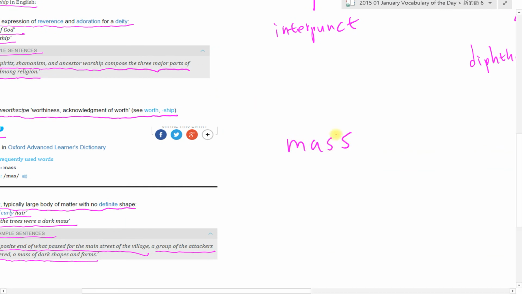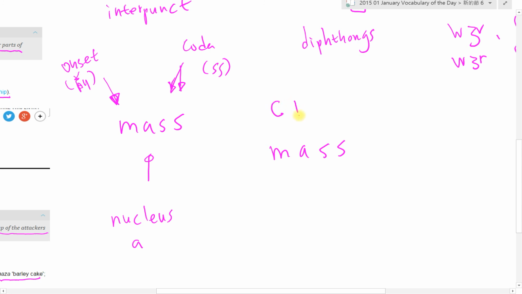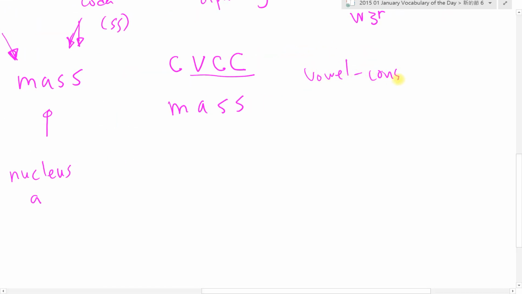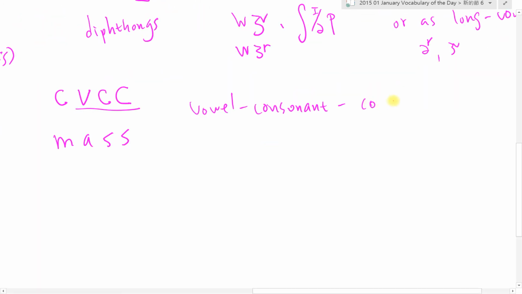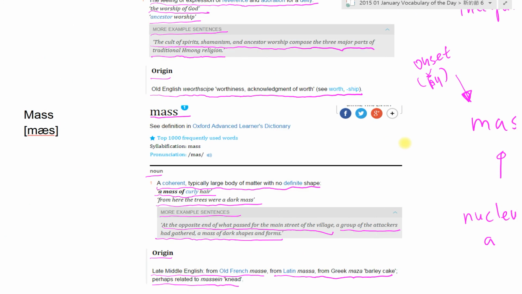mass 就简单多了，mass，m 是 onset，是我们的首音、前置音，所以它用一个有声子音 m 开头。Followed by nucleus，母核音 a，再 followed by coda，两个 coda，s。所以我们可以看到它的组合是 vowel, consonant, consonant，也就是 VCC 的组合。记得一件事情，大部分的 VC 或者 VCC 都会用短母音，所以 a 的短母音是 a，mass, mass, mass. One more time, mass, mass, mass.